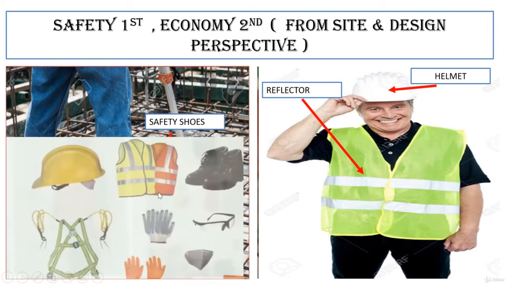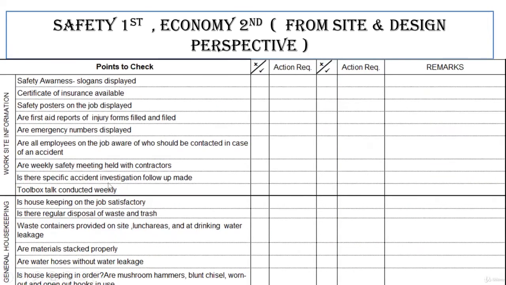So these are the certain safety things we need to put on when we work at the site. And always, as we saw, there are certain quality checks. In the same way, we have certain safety checks. We'll try to see that. So these are the work site information.